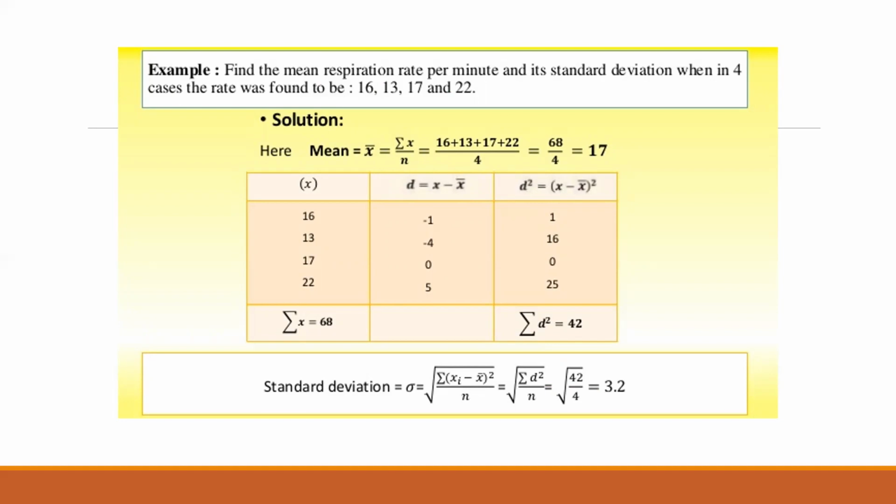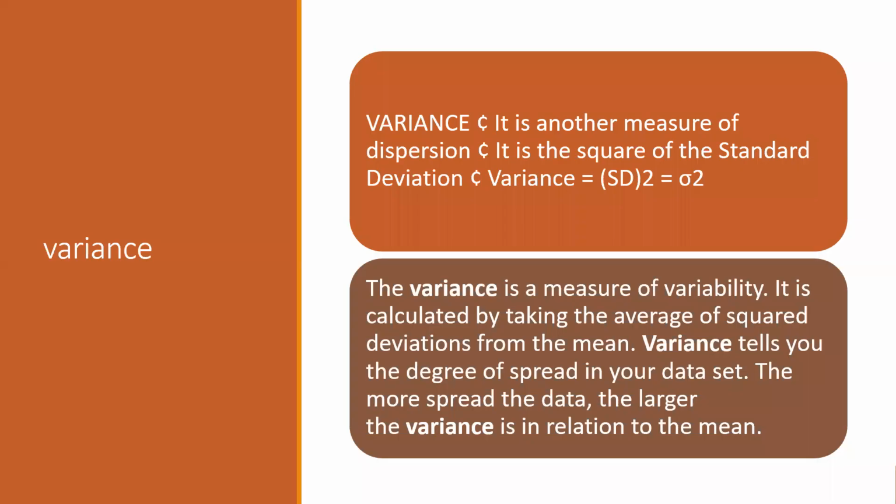Then we get d, which is x minus x bar, and d square by squaring the values, and then adding them all to get summation d square. Then we divide sigma x minus x bar square by n, take the square root, and we get the value 3.2. So it's a high standard deviation, and the values lie far from the mean.